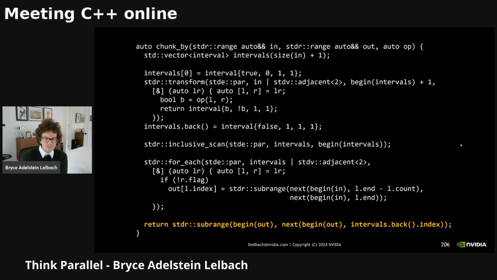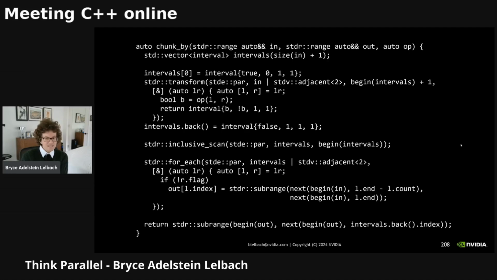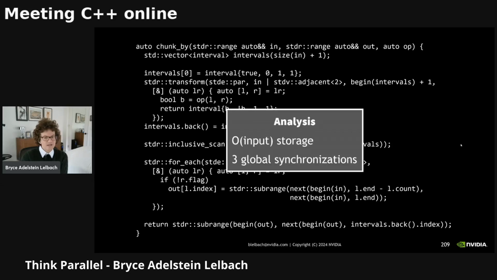Finally, we return a subrange of all of the chunks that we wrote. We get the count of how many chunks we have from the last interval's index, similar to what we did for copyif. In the case of our example problem here, it's 5. And that's it. We have our chunk by algorithm. And as with copyif, this requires O of input temporary storage and has 3 global synchronizations, which is not ideal.